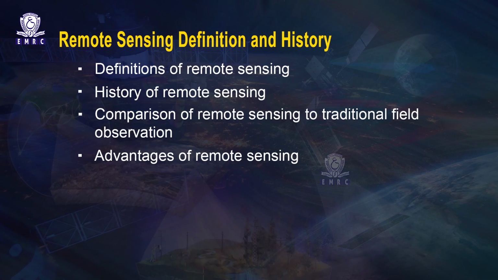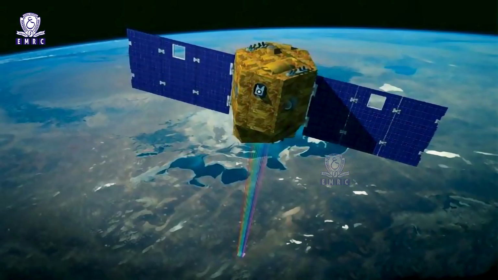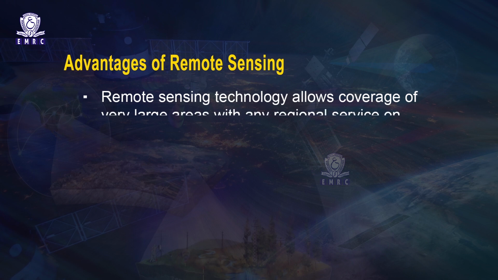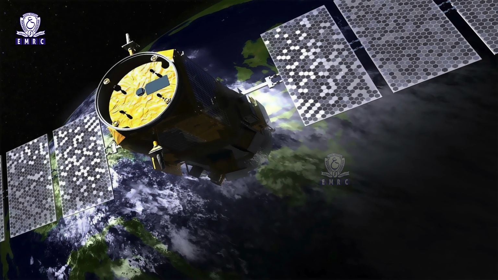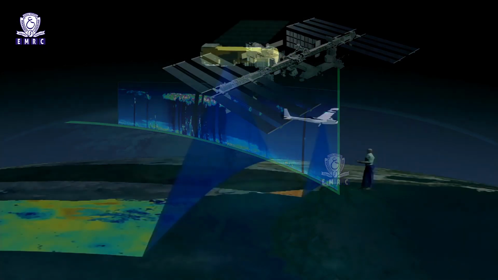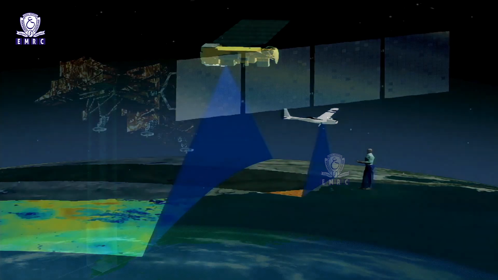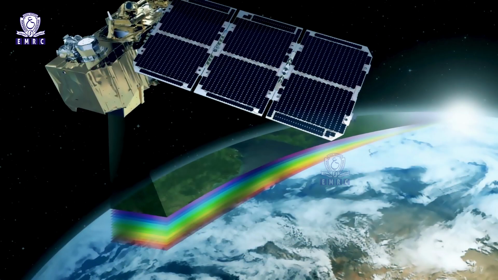Advantages of remote sensing. Remote sensing has come a long way in recent years and is an impressive surveying technique with many different advantages. Remote sensing technology allows coverage of a very large area with regional surveys on various aspects, and also identification of various features of a large area. Remote sensing is a fast process. Sensors used to measure light deflection from the surface are mounted to an aircraft, drone or even a satellite. This positioning of the sensor allows it to cover a large area in a short time period.